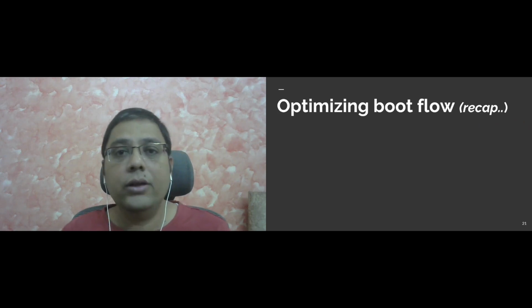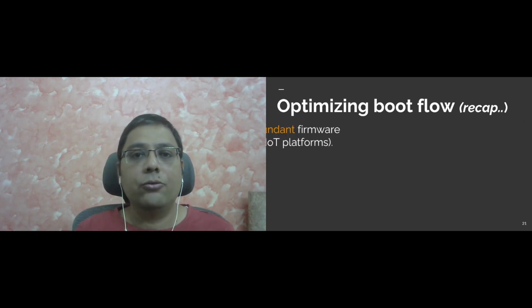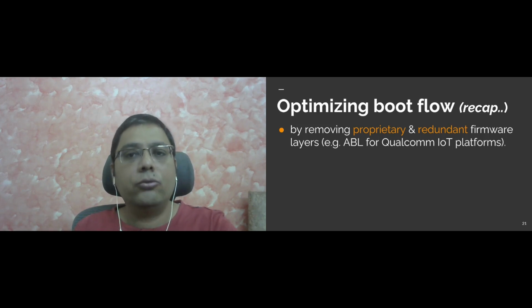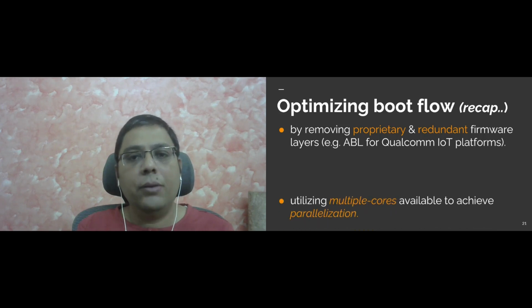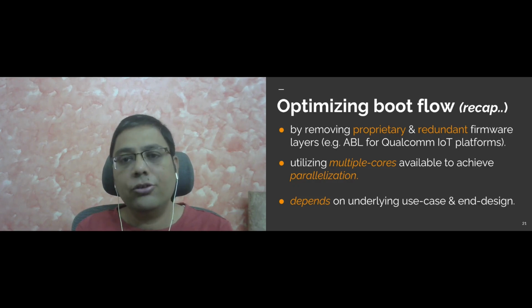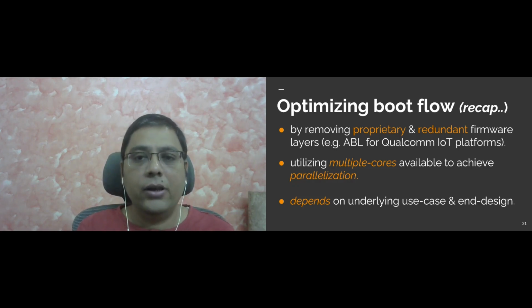Right. So let's quickly recap what we discussed so far about optimizing boot flow. One can make booting faster by removing redundant and possibly proprietary firmware layers and replacing them with leaner open source equivalents. Also, depending on the end use case, we can utilize the compute power of the secondary application cores to achieve parallelization or a mix of serialization and parallelization, depending on the underlying use case.